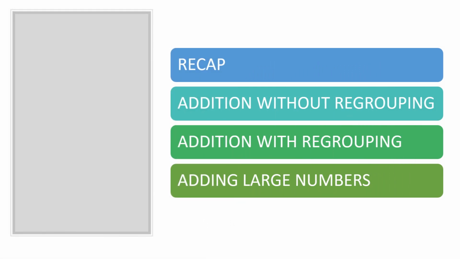Now, let us have a small recap of what we studied in this session. First one is addition without regrouping. The next one is addition with regrouping. And last one is adding large numbers. That is how to add large numbers. Right?